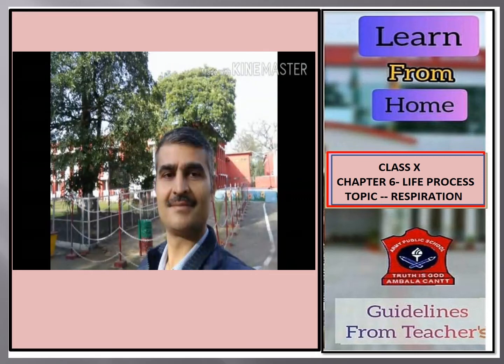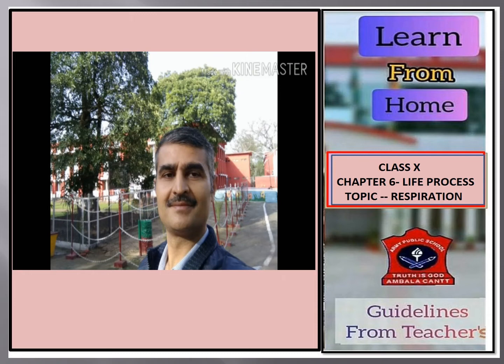Glycolysis occurs in the cytoplasm. The second step may occur in mitochondria or cytoplasm. If the respiration is occurring in the presence of oxygen, it occurs in the mitochondria. But if it is occurring in the absence of oxygen, that is anaerobic respiration, it occurs in the cytoplasm.